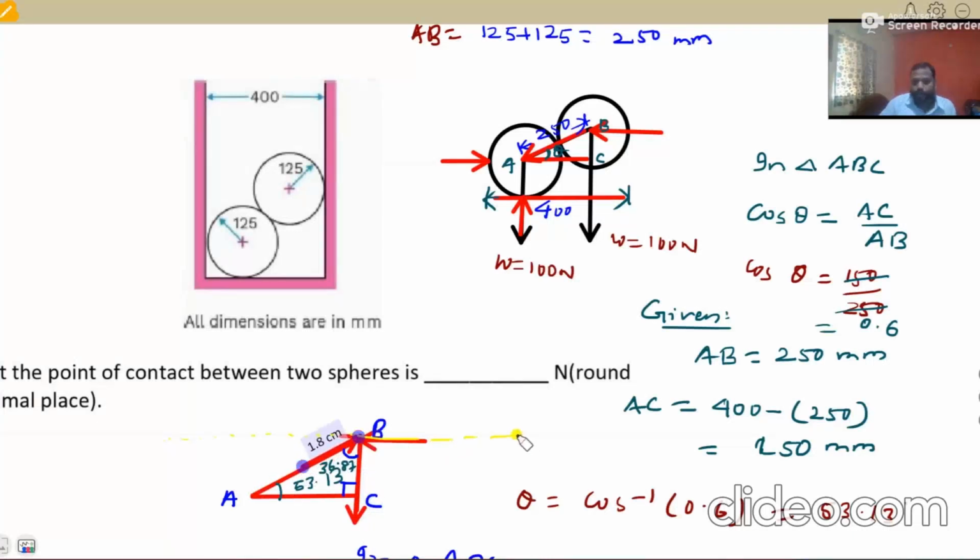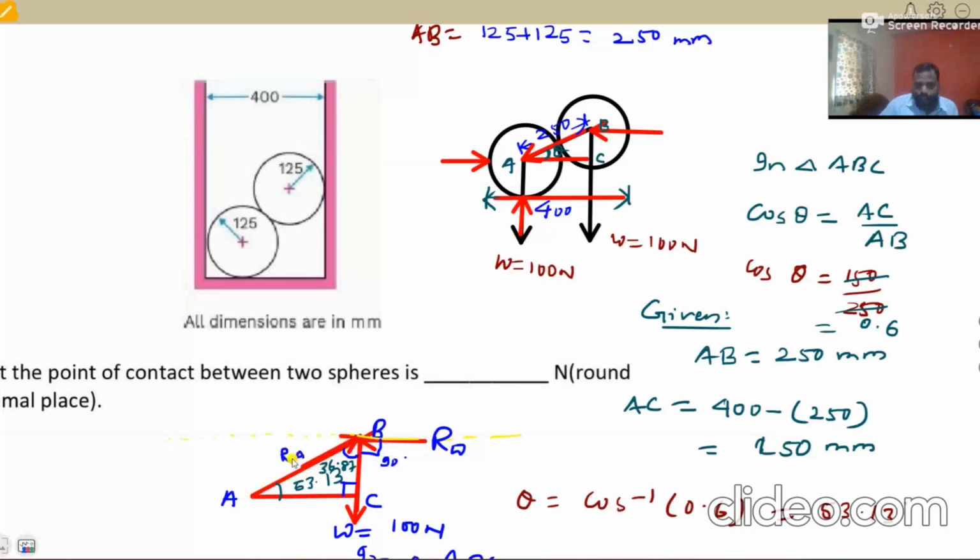Now the next work is to find out the value. Here it is 90 degrees. If we apply Lami's theorem to this point, one component is the weight, that is 100 Newton. Now this is the reaction of B. Let's suppose I give some name to the vertical wall.